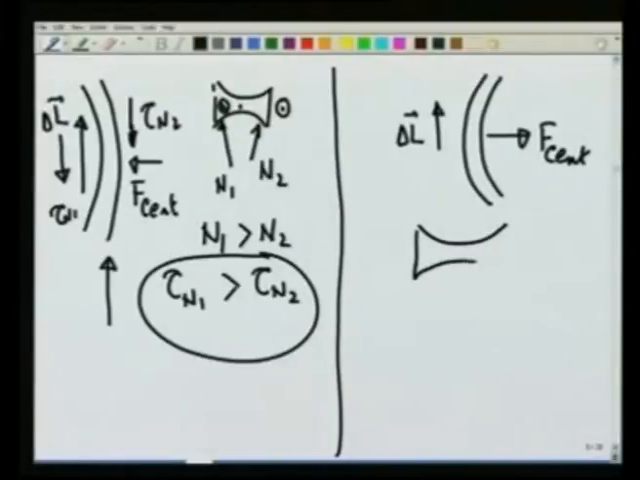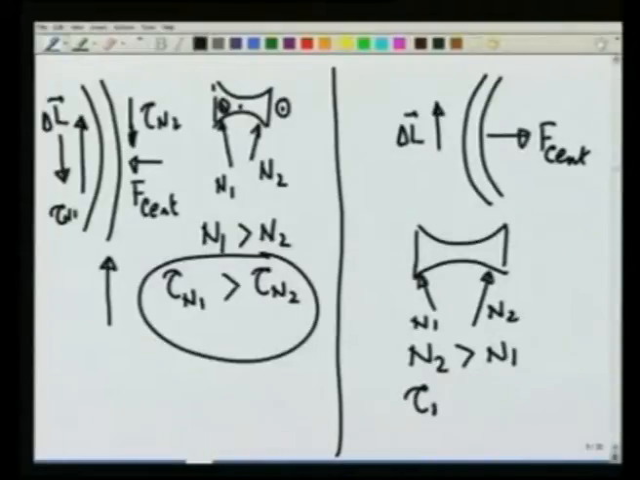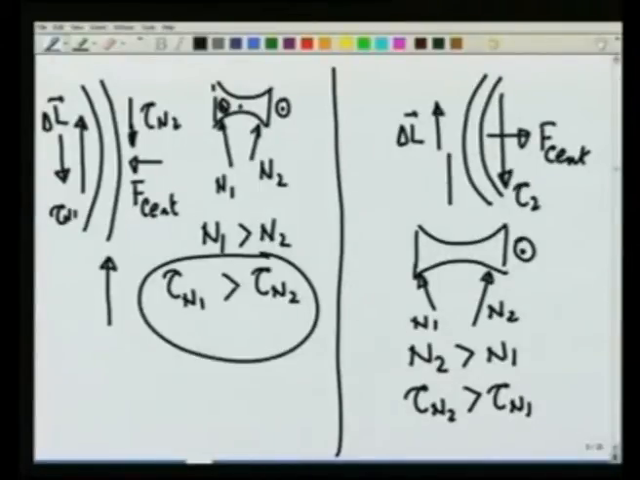If it has to turn to the right, then this is N2, this is N1. In this case, since the centripetal force is to the right, N2 has to be greater than N1, and therefore torque due to N2 would be greater than torque due to N1. Torque due to N2, as we saw earlier, is coming out of this plane, therefore torque due to N2 is in this direction, and this is larger than torque due to N1.